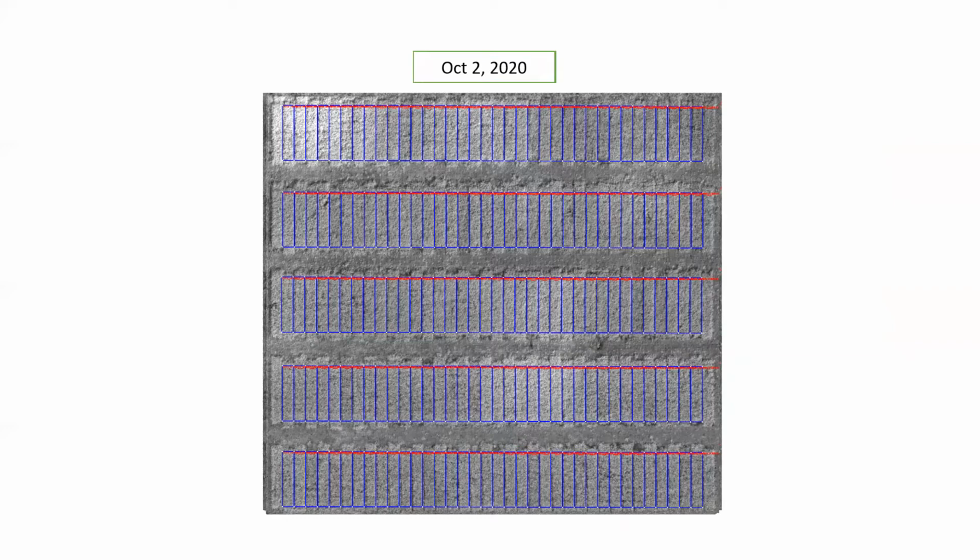After you have the plot polygons defined, ImageBreed will then extract phenotypic values for each plot, such as vegetation indices and other auto-encoded computer vision type traits.